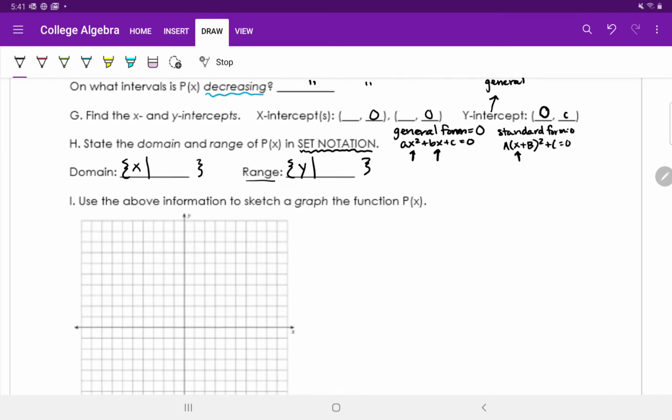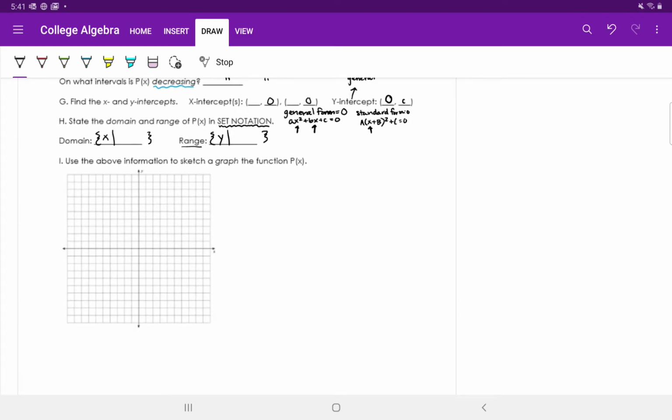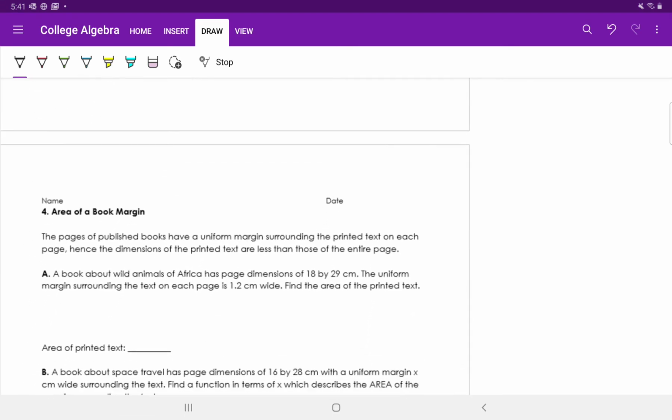All right, and then once you have all of that information, you'll know your intercepts, you'll know your domain and your range, you'll know your vertex. You should be well set to answer part I, where you just draw the parabola with as much detail as you can.